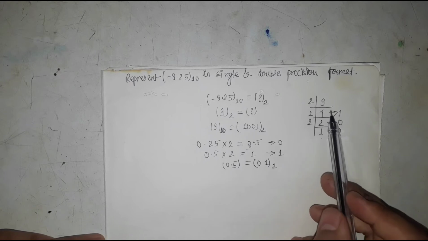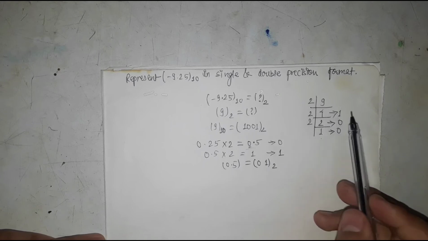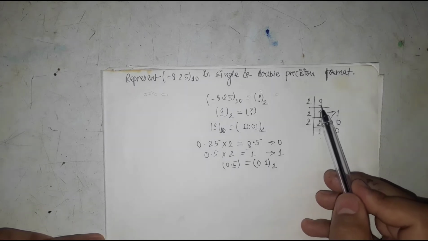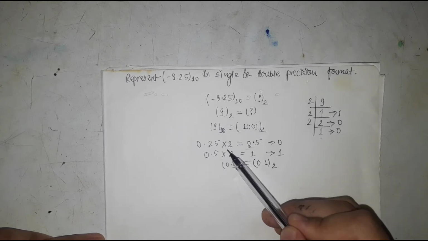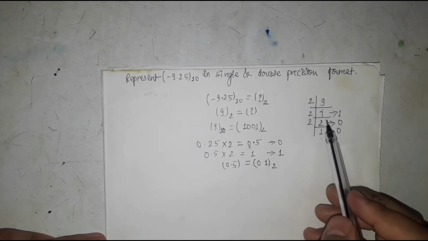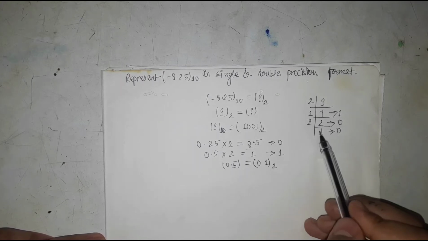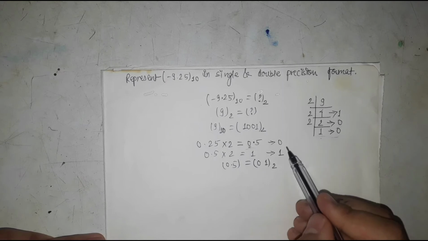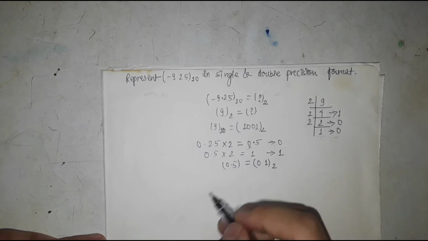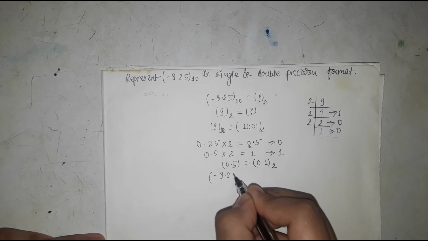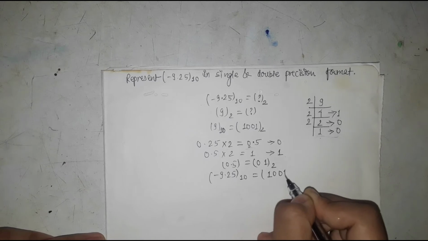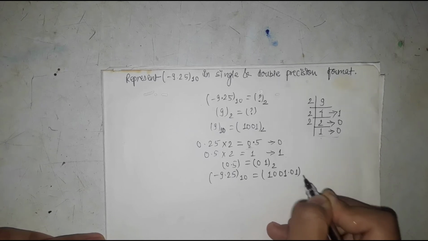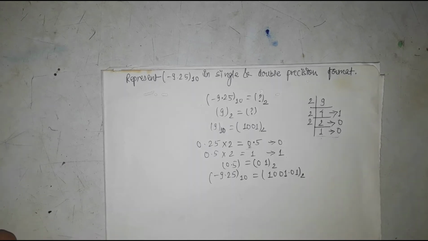There is a difference, and I'll make that clear. In the case of 9, we've divided, and in the case of 0.25, we've multiplied by 2. So when we write down the answer, we go from bottom to up in this case, whereas we go from top to bottom in this case. So 9.25 in binary form would be 1001.01. I hope you understood.